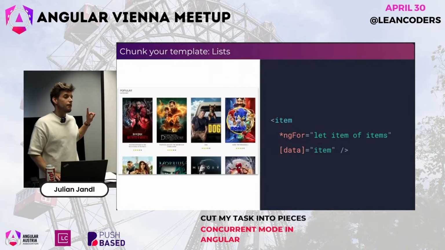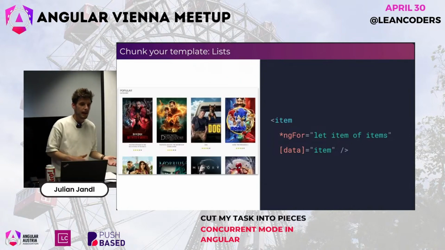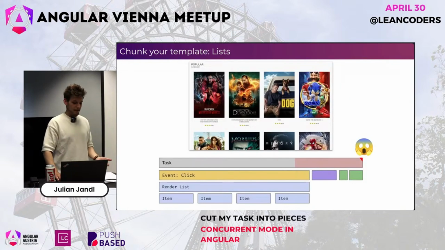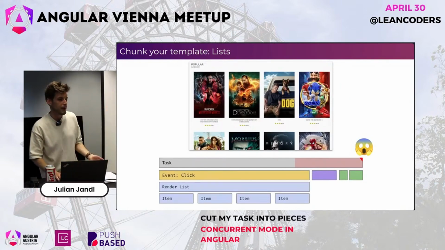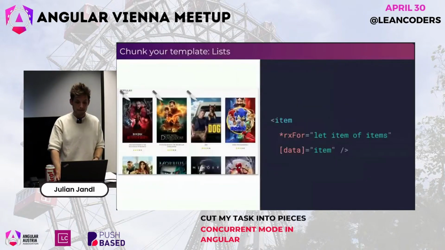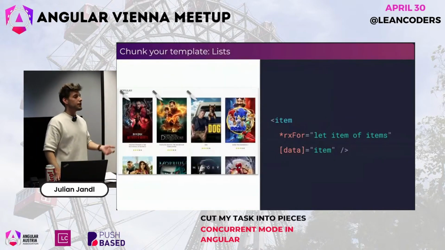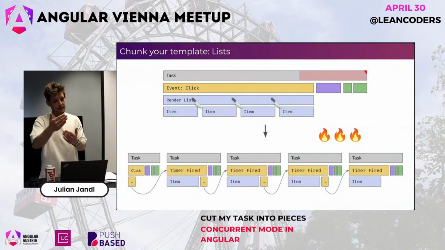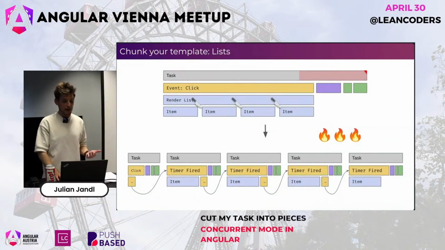We can also do the same for lists. Lists are anyway the biggest problem for applications, rendering hundreds of components at once. You don't need to render them at once. You mostly need to render a tiny proportion of it at once. Whenever you render lists, you have item, item, item, item, item until the whole list is depleted, and then the browser has to paint and render all of it. But you can use RxFor from the RxAngular template package. So instead of using ngFor, you just use RxFor, and what it does for you is slice the item templates into tinier pieces, rendering them bit by bit.